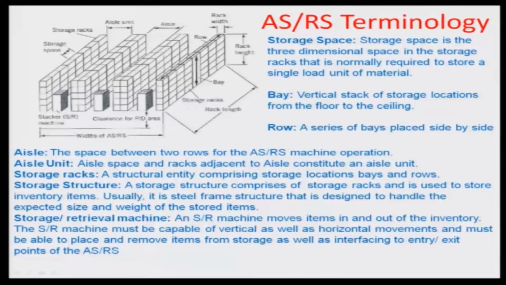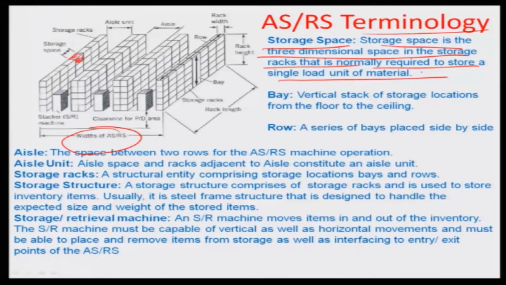So, typically the whole ASRS system, as can be seen in the width of this whole ASRS system, is defined as various zones, and there is a certain terminology used for these zones. For example, we have storage space, which actually reflects one such container here, which is basically meant for storing a certain part. It is a 3-dimensional space in the storage rack that is normally required to store a single load unit of material.